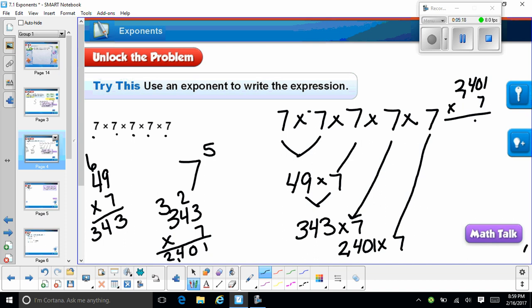7 times 1 is 7, 7 times 0 is 0, 7 times 4 is 28, 7 times 2 is 14, plus 2 equals 16. And so I see that my final answer of the fifth power of 7 is going to be equivalent to 16,807.